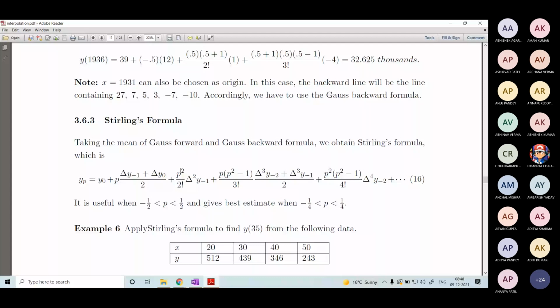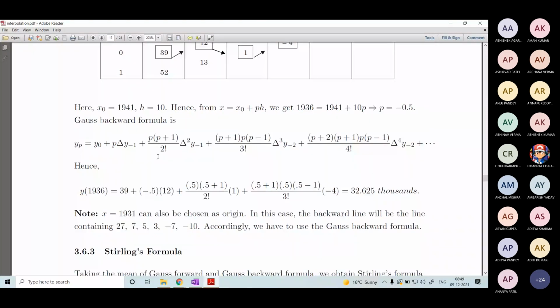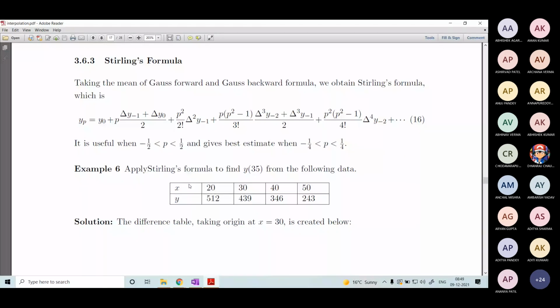तो दोनों में y0 है फर्स्ट टर्म, तो y0 plus y0 by 2. So it is coming y0. Next term is what? P. There the coefficients will be different. Terms are also different. Coefficients are same. Terms are, no, coefficients are also different. Let me show you. So first is P delta y-1, and in forward it is P delta y0.